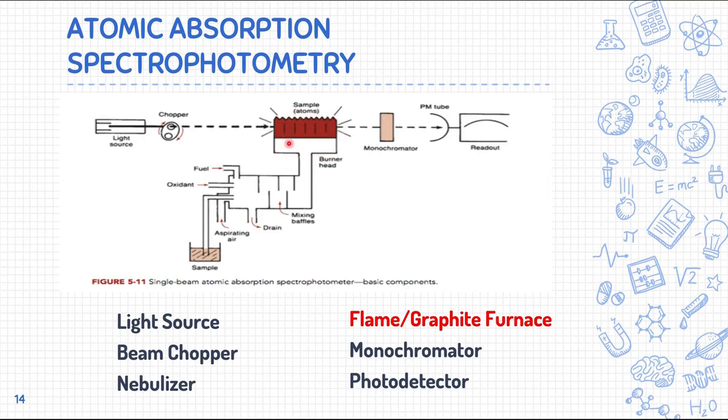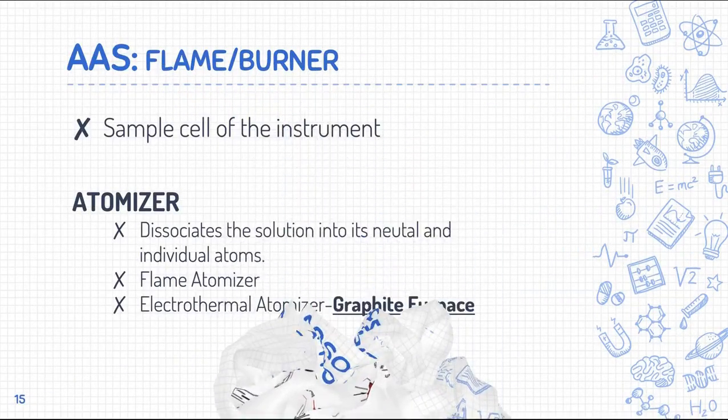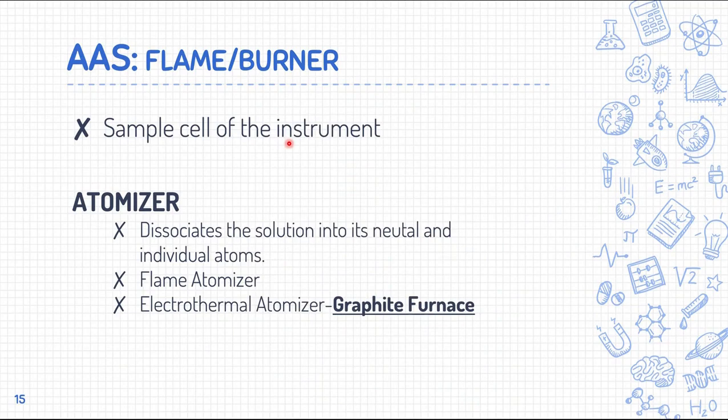As you can see, you cannot see a cuvette or a sample cell here. Why? Simply because your flame or your burner or your graphite furnace is the sample cell of the instrument itself. So we deliver the sample from the nebulizer going to your flame or your cylinder, which is in turn your atomizer, and at the very same time it is also the sample cell. When I say sample cell, it's the one that holds the sample while it is being measured.